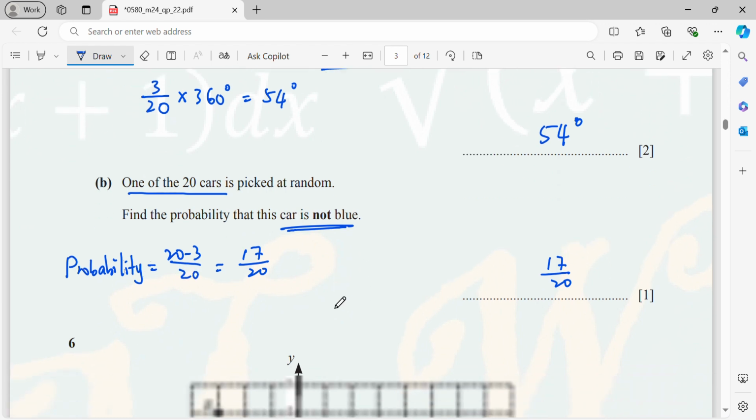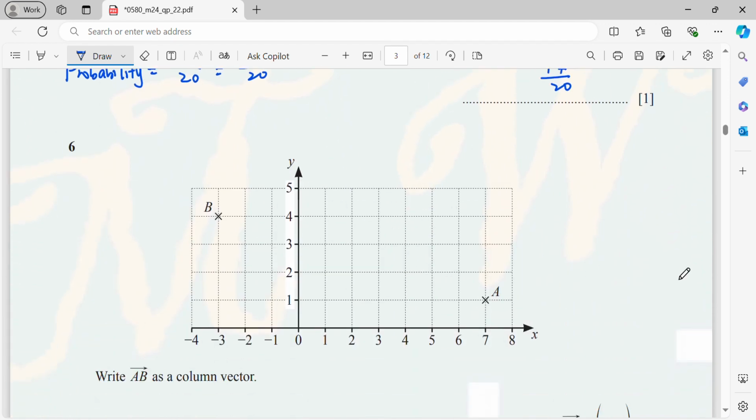Alright, so question number 6. Write vector AB as a column vector. Okay, so from A to B, you draw a straight line here, vector AB. So basically, it means from A to B. So you can just count 1, 2, 3, 4, 5, 6, 7, 8, 9, 10.